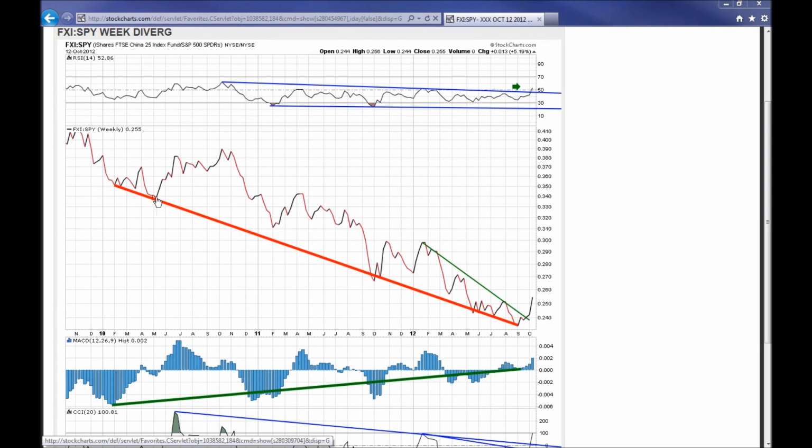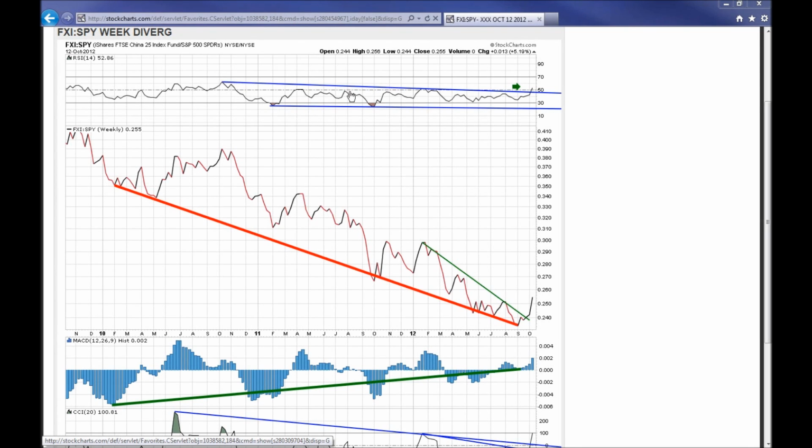You can see the ratio is making clear lower lows, point to point here is the red line. We have a bullish divergence for China relative to the United States. Point to point, look at that slope. Point to point, look at this slope. That's a bullish divergence for MACD histogram for China relative to the United States.